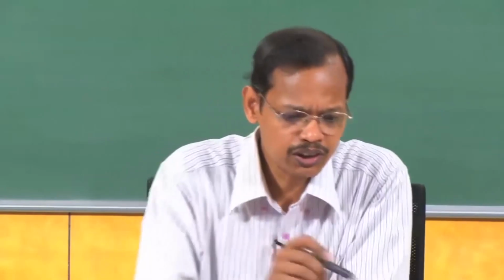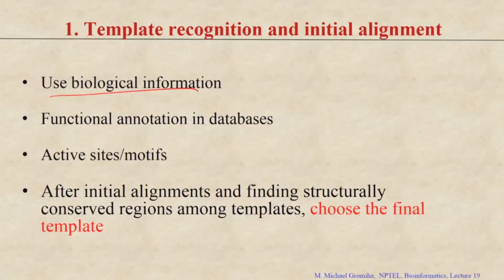Then we use the biological information and the known functional annotation, because in several databases you can see the residues' different functions, right, other active sites or motifs and so on. And using all this information, finally you can choose the template.